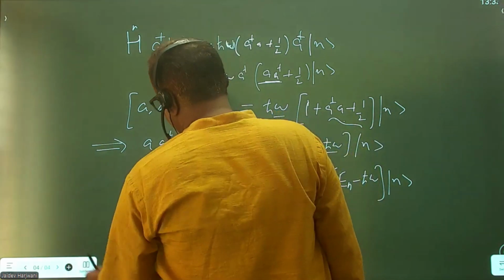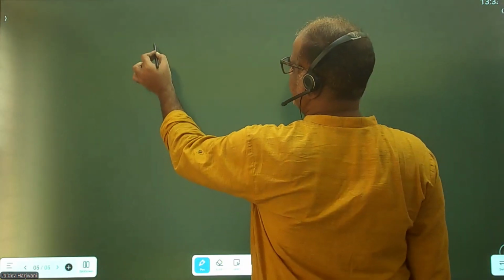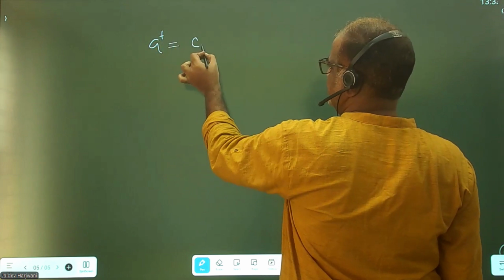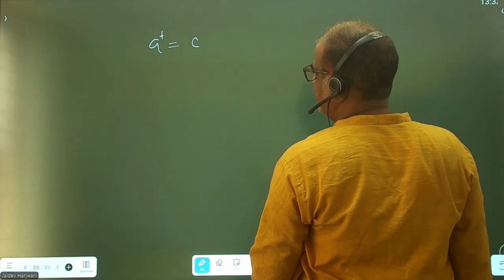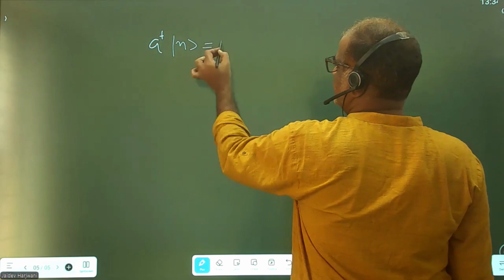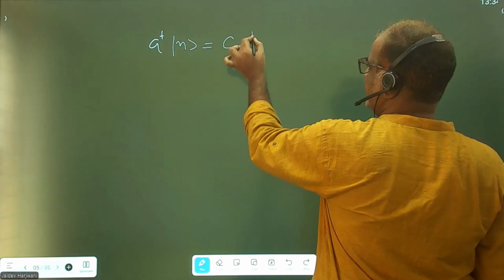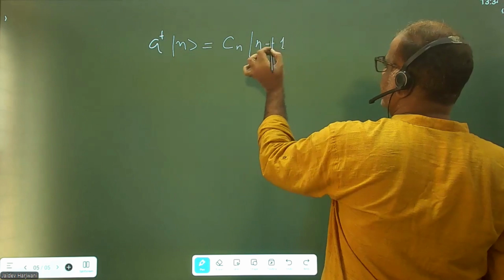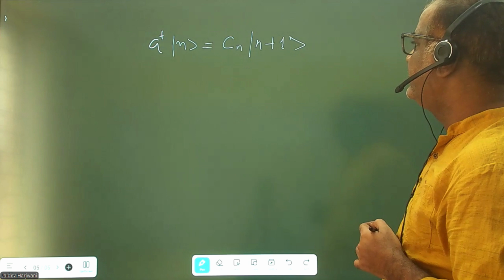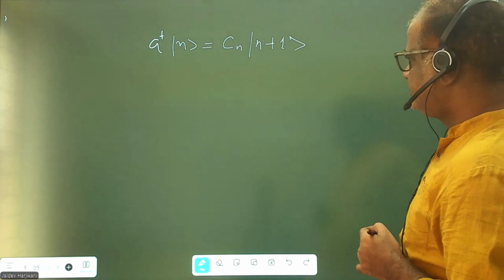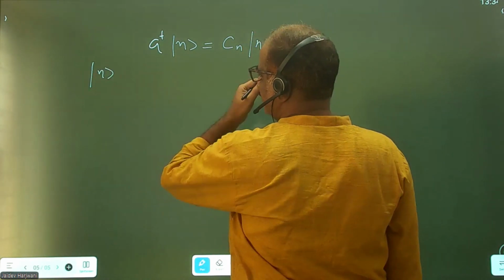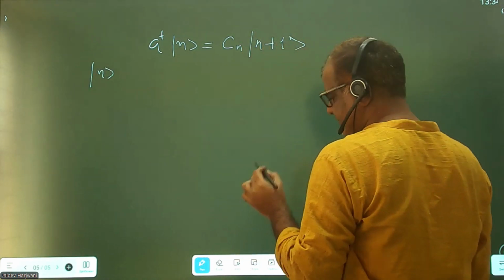Now I can write that a plus on n is equal to, let us say, Cn. When this operates on n, it gives me some value Cn, and the state goes to n plus 1. Let us assume this. Now these states are normalizable. All states are normalizable.